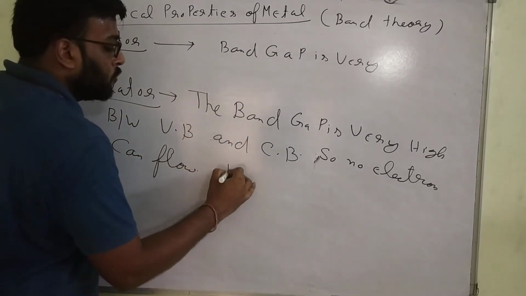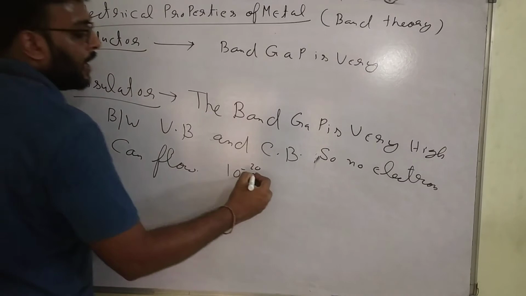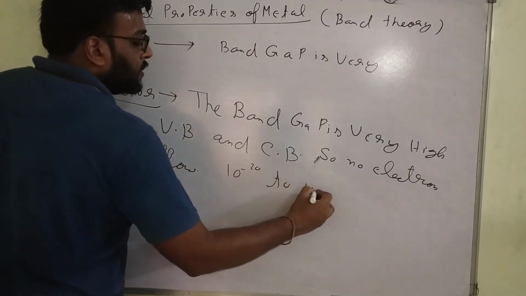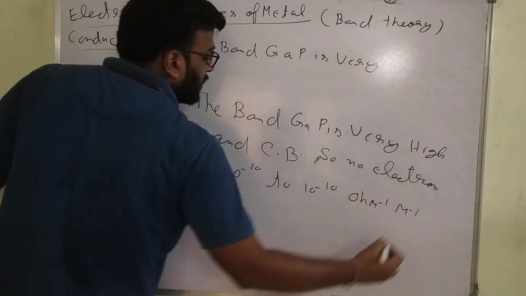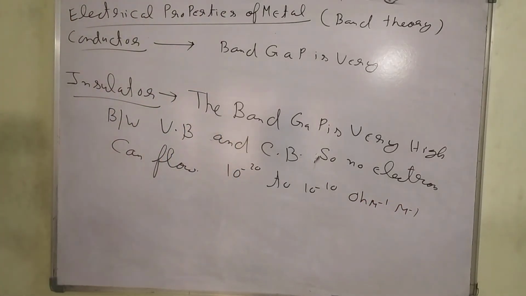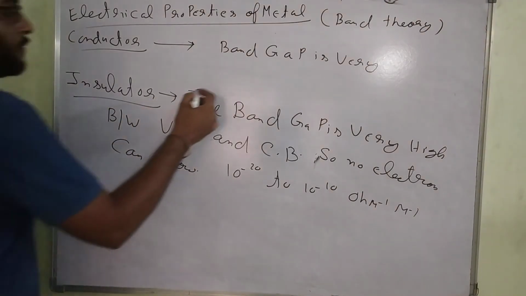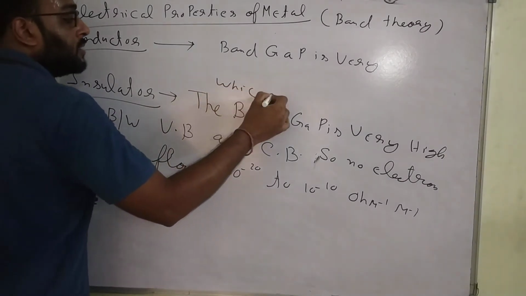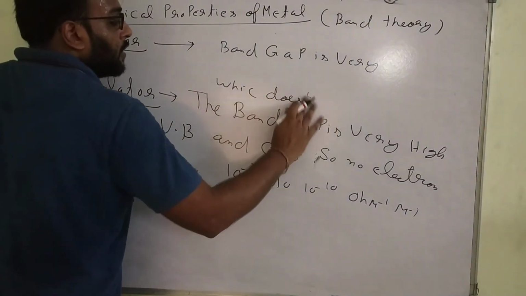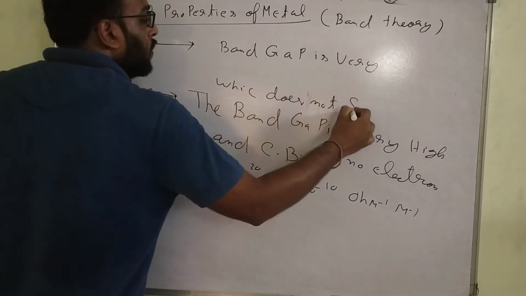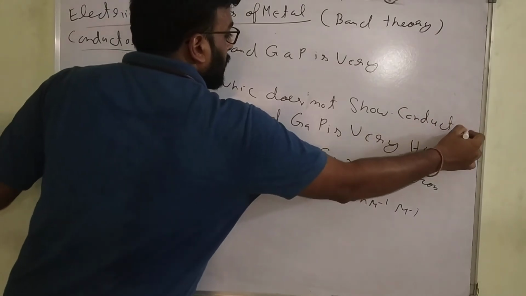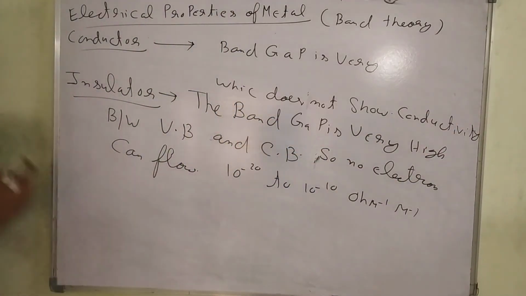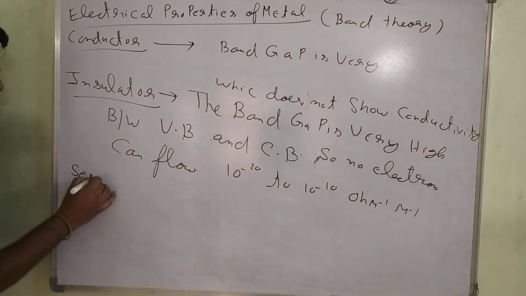Its range is 10 raised to power minus 20. You have to learn this range: 10 raised to power minus 20 to 10 raised to power minus 10 ohm inverse meter inverse. It is the range of this. Insulators do not show conductivity. Write this point also: that which does not show conductivity is called an insulator. And next one is semiconductors.